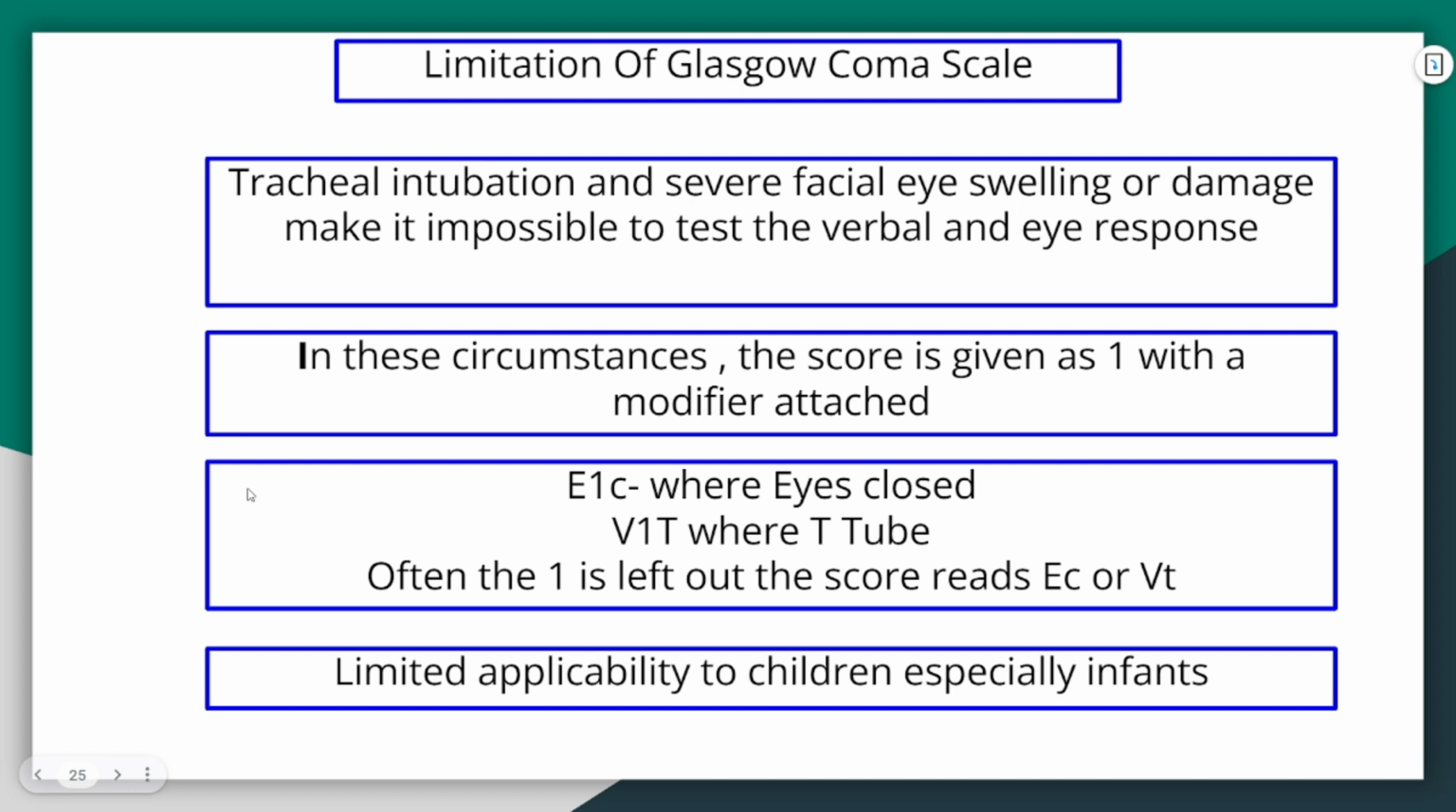There are a few limitations of the Glasgow Coma Scale. Tracheal intubation and severe facial or eye swelling or damage make it impossible to test verbal and eye responses. In these circumstances, the score is given as 1 with a modifier attached: E1C, where the eye is closed, and V1T, where T stands for tube. Often the 1 is left out, and the score reads EC or VT.